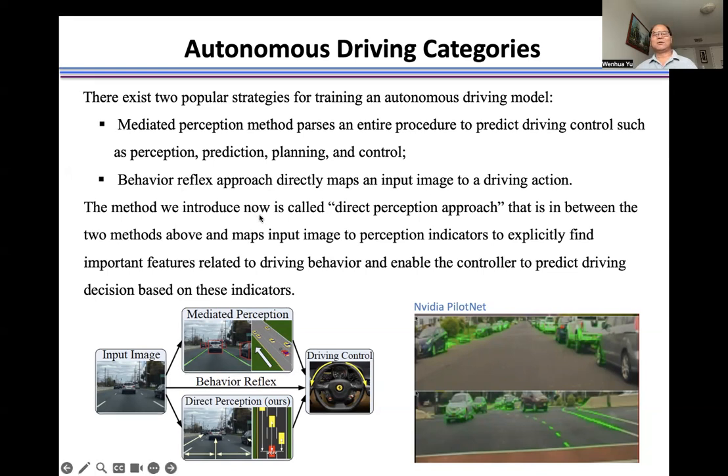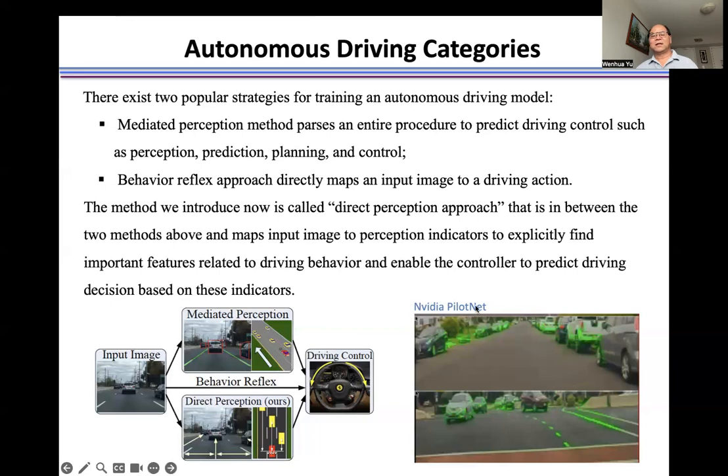The method we are introducing now is called the direct perception approach. It is in between the two methods and maps the input image to perception indicators to find the important features related to the driving behavior, and enables the controller to predict the driving decision based on these indicators.